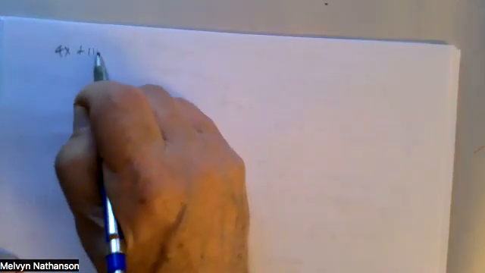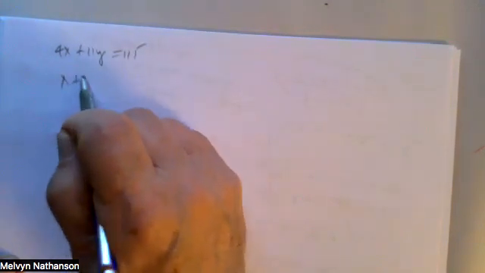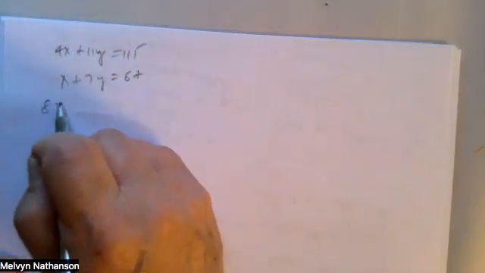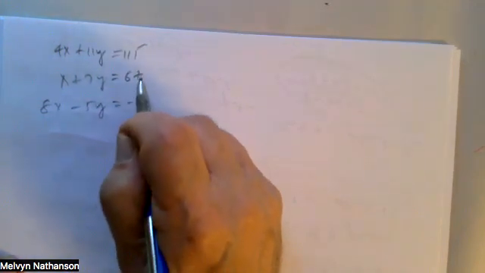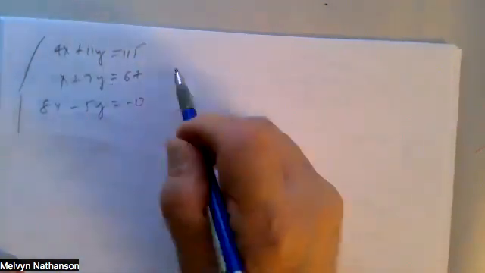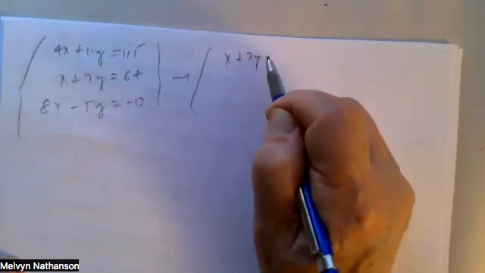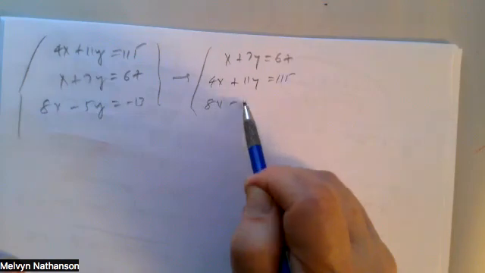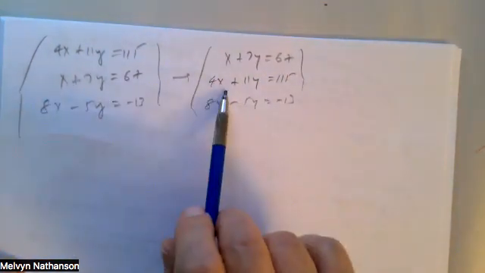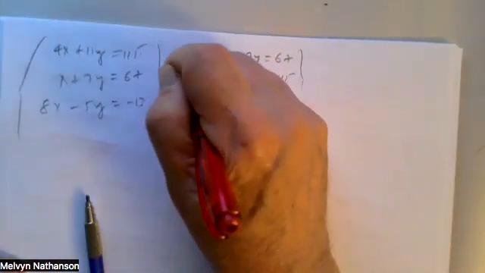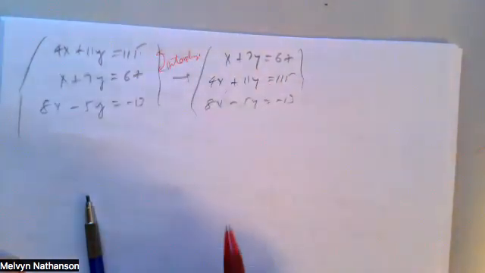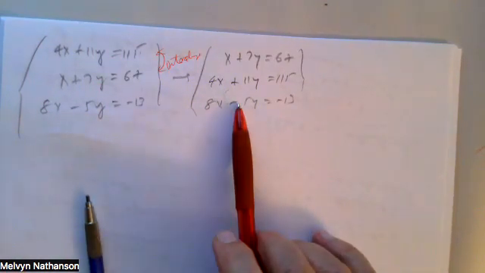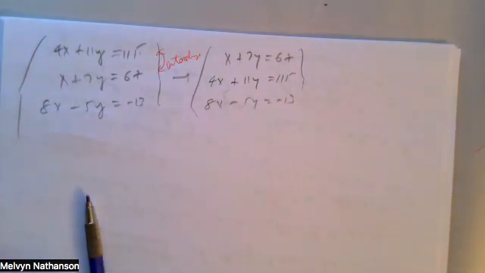Suppose I have three equations and two unknowns. 4x plus 11y equals 115. x plus 7y equals 67. 8x minus 5y equals minus 13. If I interchange the first two equations, I would get x plus 7y equals 67, 4x plus 11y equals 115, 8x minus 5y equals minus 13. If I compare these two systems, all I did was interchange the first two equations. But the solutions of this system are exactly the same as the solutions of this system, because they're the same equations, just in a different order.